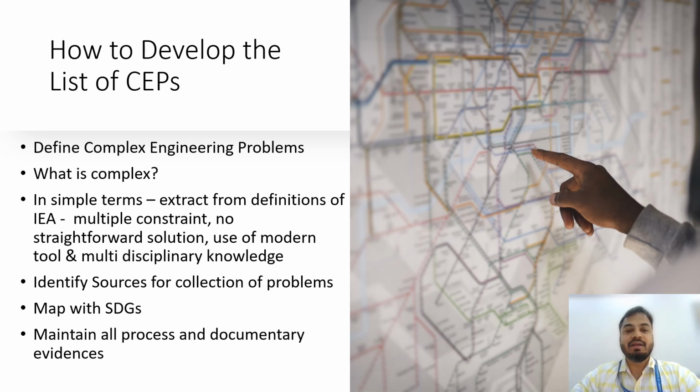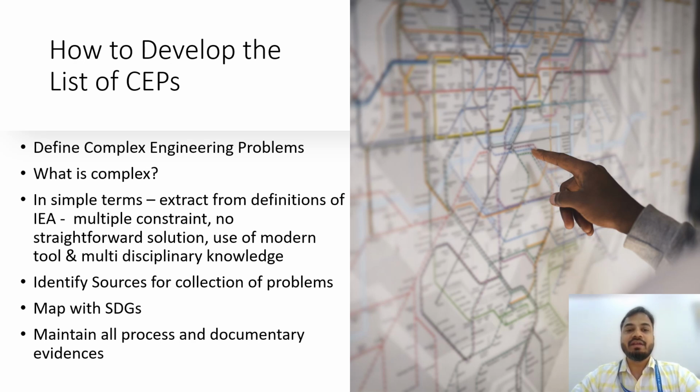A problem which has multiple constraints, no straightforward solution, which uses modern tools and multidisciplinary knowledge can be categorized under complex engineering problem. So most of our projects are multidisciplinary in nature. It will not have a single solution. It requires the usage of modern tools, and also it requires interdisciplinary knowledge. In this regard, the hackathons, the project works, mini project, major project, capstone project, and any other course activities which require a certain interval of time to solve can be categorized as complex engineering problems.